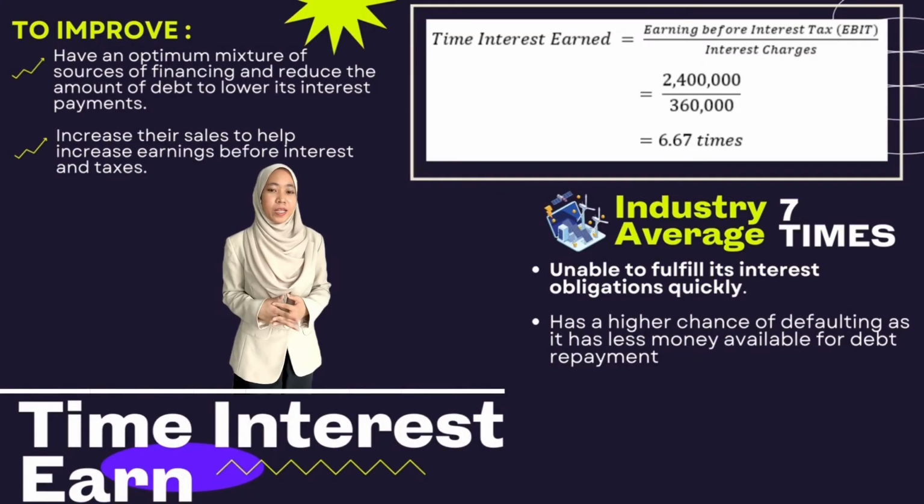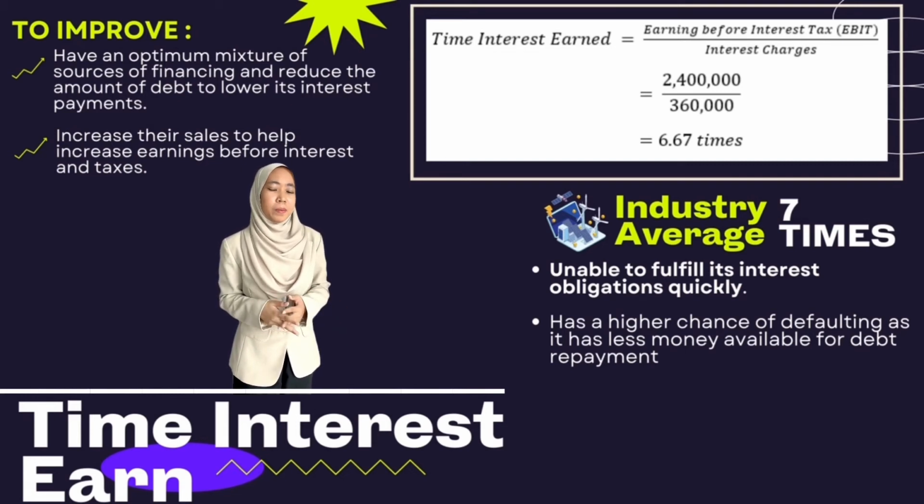Hikmat Bakti Berhad's times interest earned ratio is 6.67 times, lower than the industry average of 7 times. It indicates that Hikmat Bakti Berhad is unable to fulfill its interest obligation quickly and has a higher chance of defaulting as it has less money available for debt repayment.